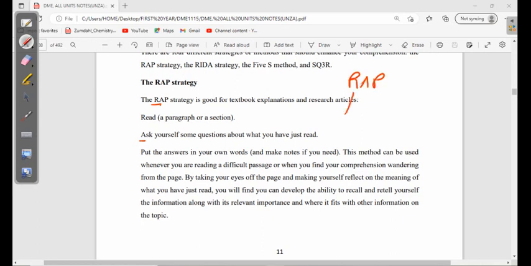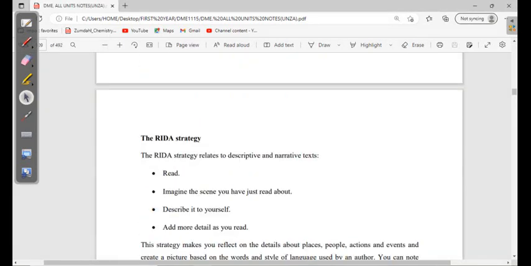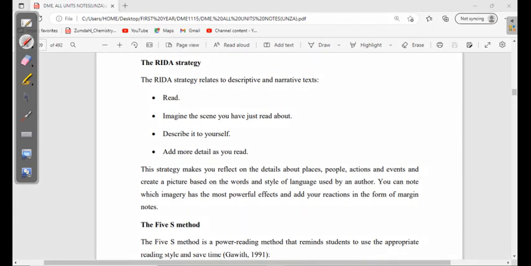Apart from the WRAP strategy, we've got the READER strategy. These letters represent R for read, then imagine, describe, and then add. When you read a text, you start imagining the story. It was on one Sunday morning that I met this beautiful damsel. No sooner had I seen her than she jumped on me. As you are reading, you are also imagining the scene. You are imagining yourself being the one jumped on, or being this lady who jumps on this person. And then after you do that, you describe what you are imagining to yourself, or what you've just read.